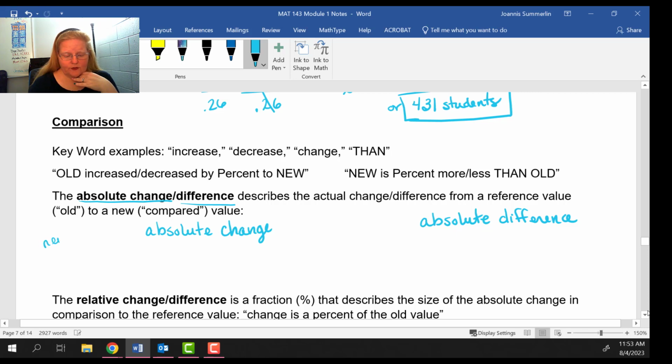So you have new, which I refer to as N, and you have old, which I refer to as O. For absolute difference, you have compared, which I refer to as C, and you have reference, which I refer to as R.